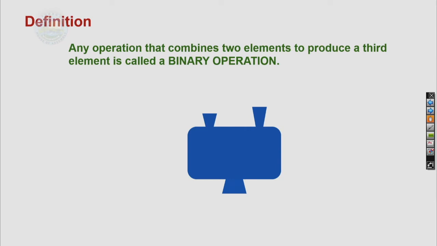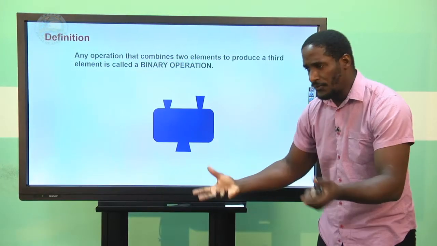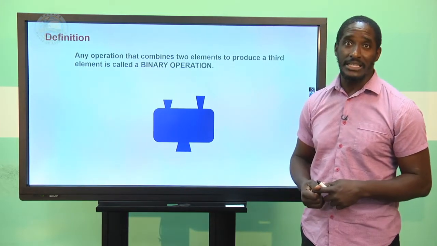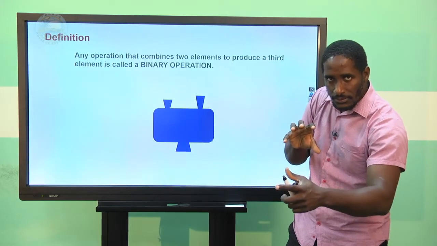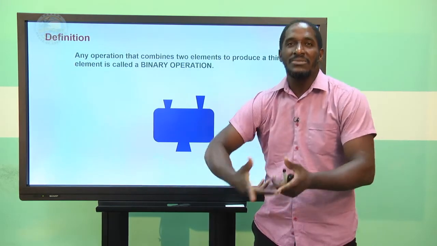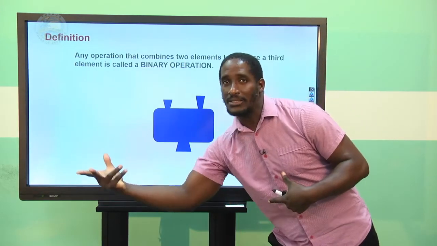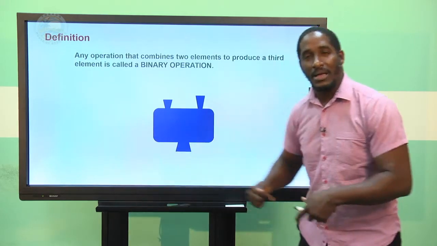We are saying a binary operation is any operation that combines two elements to produce a third element. For example, I know all of you like punch, and I view the punch making process as a binary operations process, where I would take banana and the other ingredients, combine them together in my blender, and out comes banana punch. I would take peanut and the other ingredients and combine them together, and I get my peanut punch.